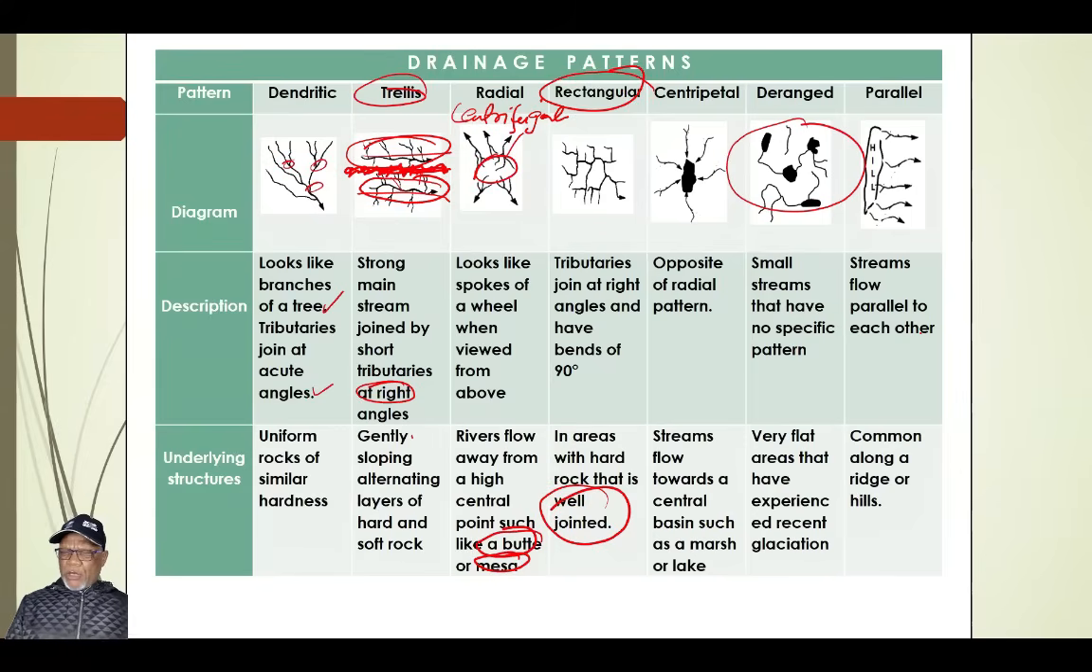And then it is common along a ridge or a hill. Just like the trellis pattern, it is also common where you are going to find inclined strata. Sometimes they say the underlying rock where you have inclined strata. Let's move on with our patterns.